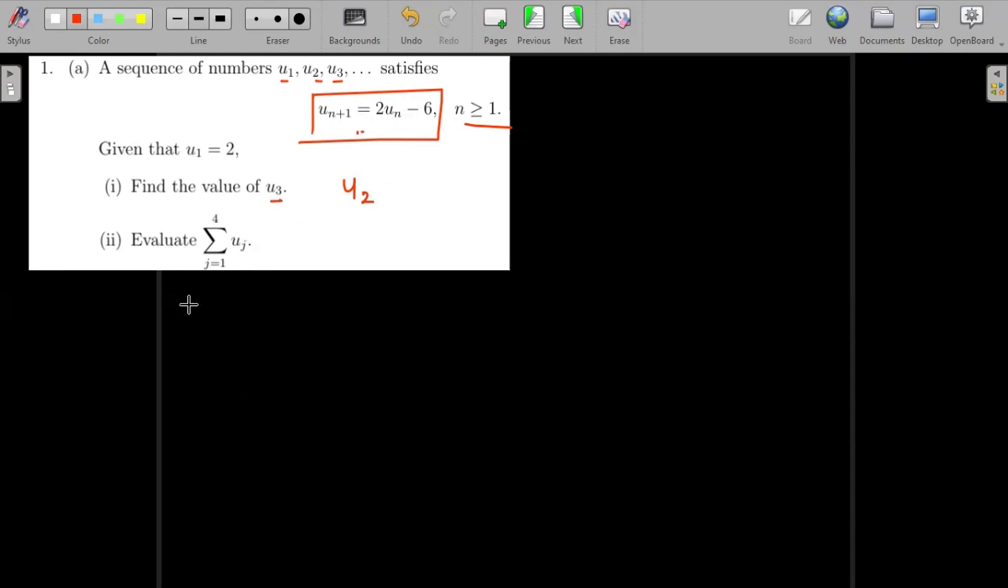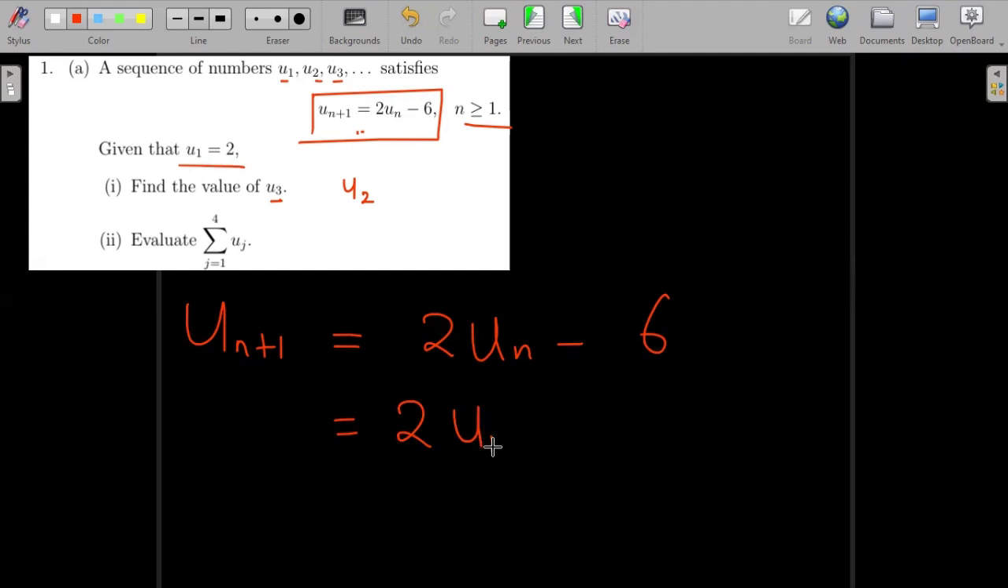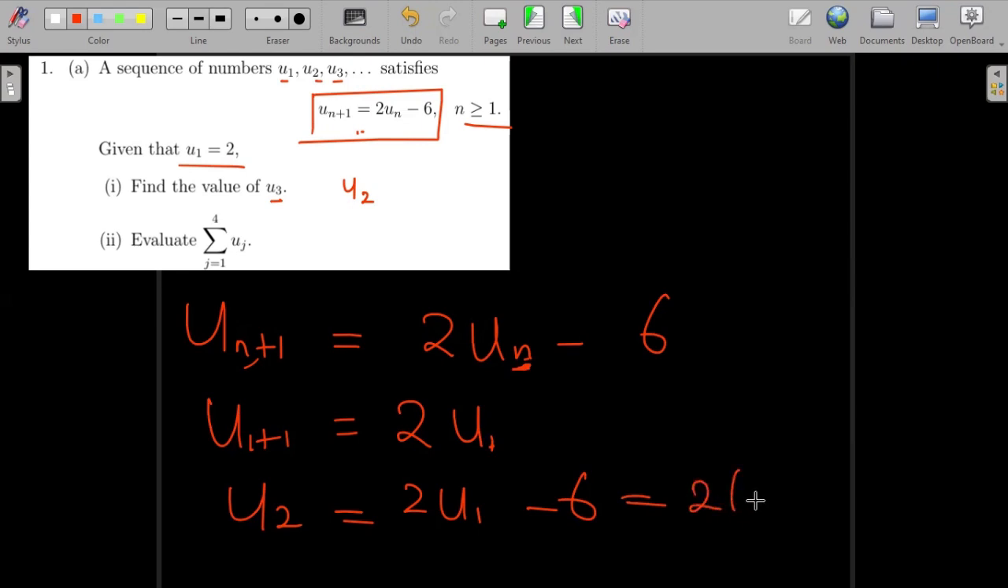So I write this formula here: U(n+1) is equal to 2Un minus 6. Here I'm given that U1 is equal to 2. So if here there's U1, this represents the value of n, so the left side will be U(1+1), which is U2. So U2 is equal to 2U1 minus 6, which gives 2 times 2, then minus 6. So this will be 4 minus 6, which gives us minus 2.